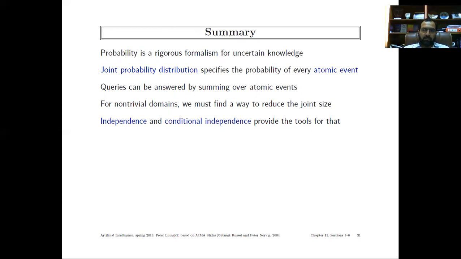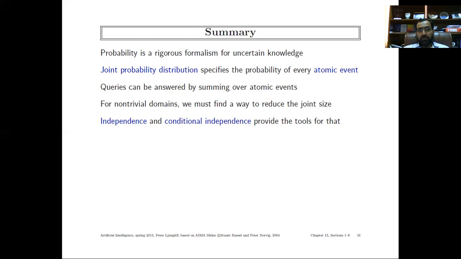I'll just give you a one page summary: probability is a rigorous formalism for uncertain knowledge, and we can have that formalism available to formulate problems wherever you have uncertainty. Joint probability distribution specifies the probability of every atomic event. There are many atomic events which are possible, so you can have a joint probability distribution function. Queries can be answered by summing over atomic events. So if you add all events together, you can answer those queries.